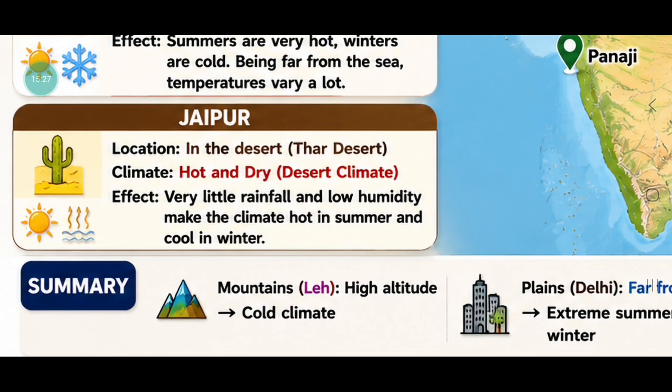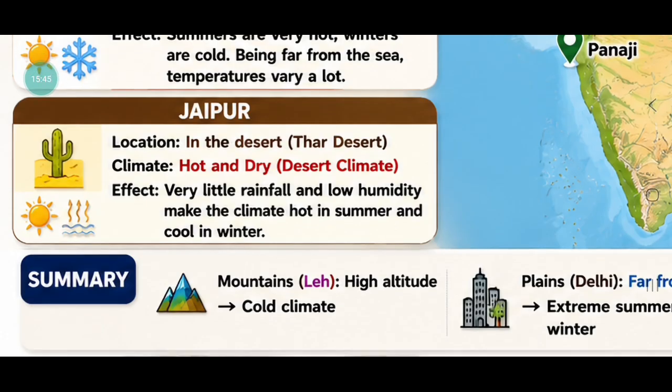Next is Jaipur, location in the Thar desert. Climate hot and dry, desert kind of climate, arid you can say. Effect: very little rainfall, low humidity, and this makes the climate hot in summer and cool in winter. Extreme climatic conditions are experienced in this region, Jaipur.